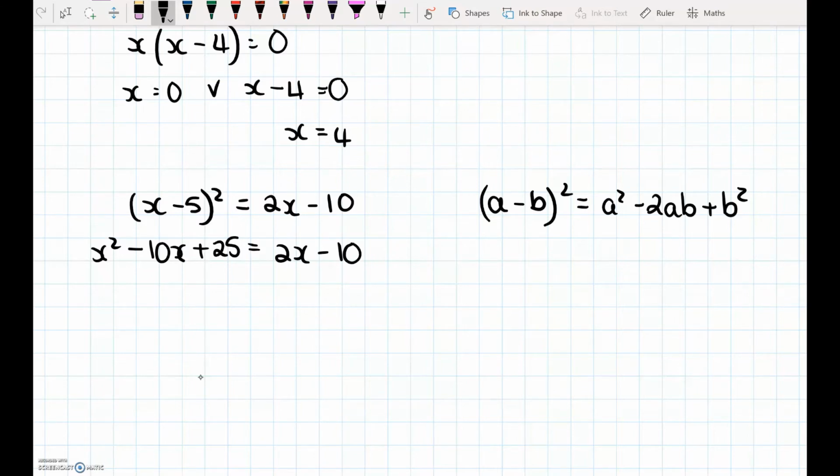Okay, easy. Now we want to get rid of all of this over here. We want this to be equal to 0. So we're going to have minus 2x on both sides. Let's do that first.